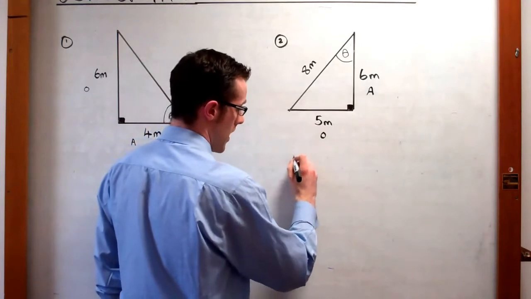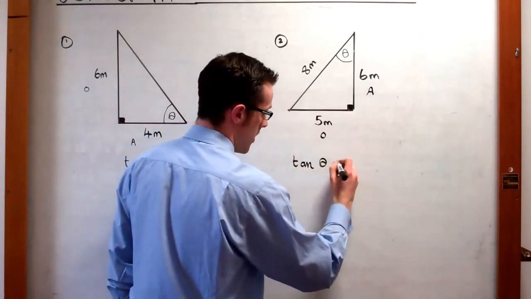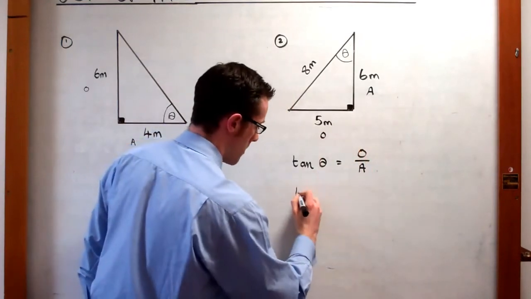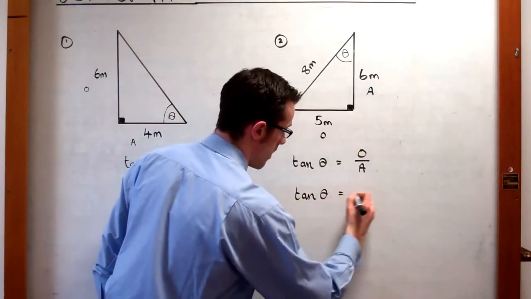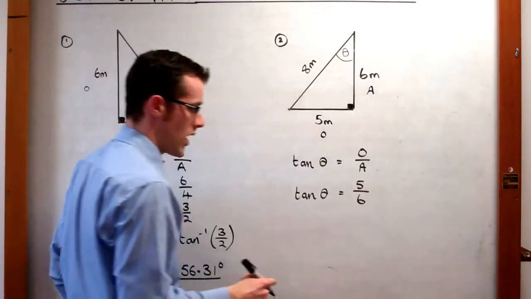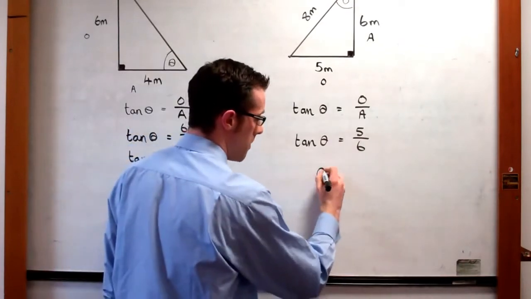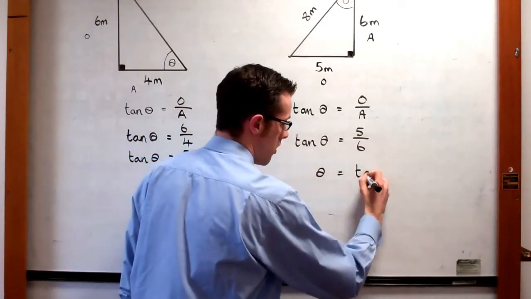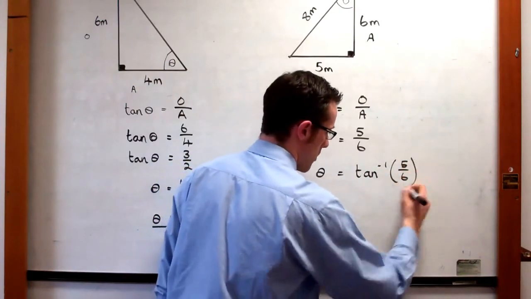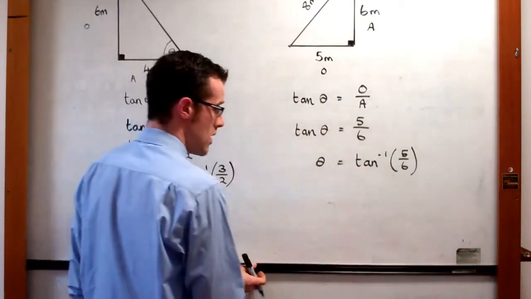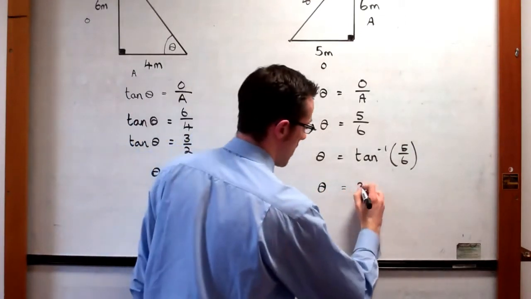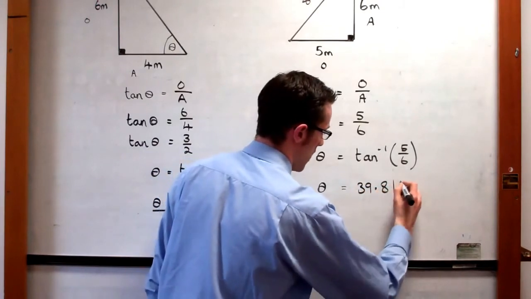So we have tan theta is equal to O over A. O is 5 and A is 6. This fraction can't be simplified anymore, so we move straight away to pressing shift tan of this. So press shift tan 5 over 6, then our answer for theta, the angle that we're looking for, is 39.81 degrees.